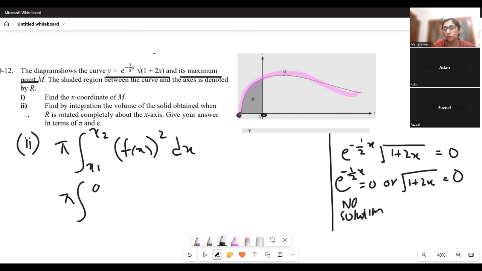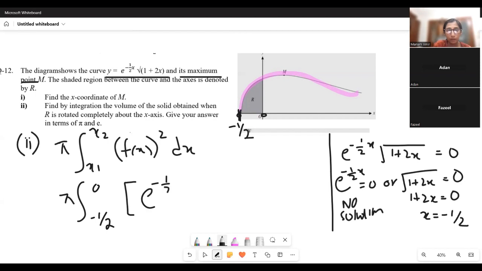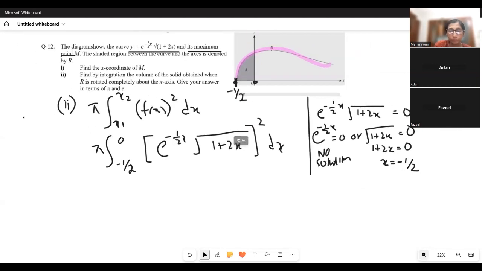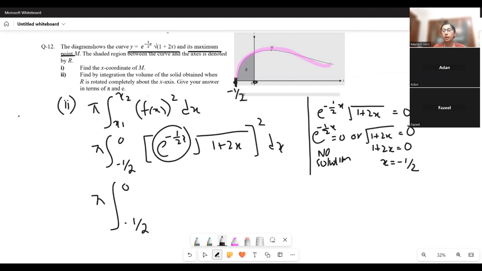And here we square both the sides, so we get 1 plus 2x equals 0, and we're getting x equals -half. So here x is -half. So the lower limit of x is -half. The function is e power -half x square root 1 plus 2x, squared. So we square it. That's going to be pi, integral from -half to 0, and 2 and half get multiplied.